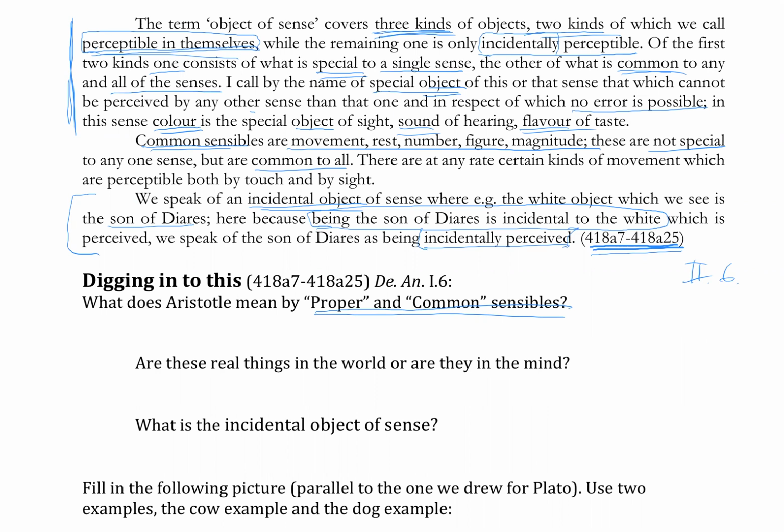Okay. So we've got proper and common sensibles. Proper is special. Common is common. Both are going to be perceptible in themselves.